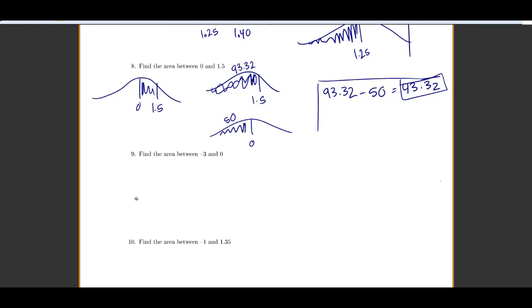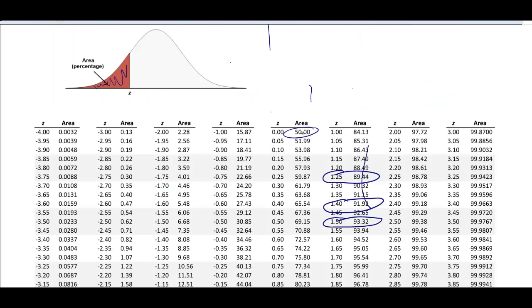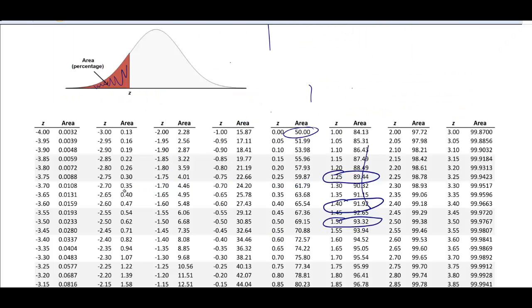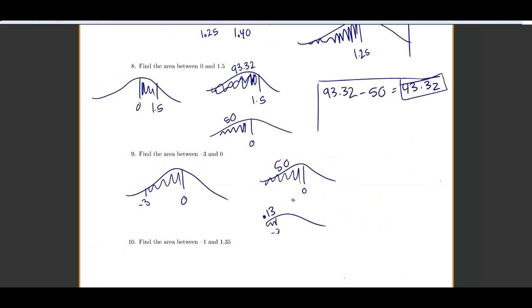Number 9, find the area between -3 and 0. So here's my -3, here's my 0, I want the area in between. We just do the exact same thing. First I look up the 0, which gives me 50. Then I look up the -3, and -3 is 0.13. And if I subtract them, 50 minus 0.13 is 49.87%.